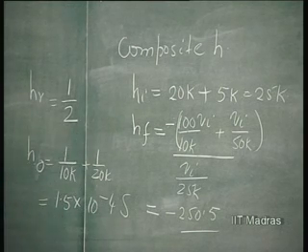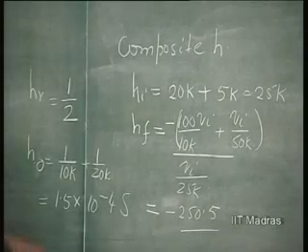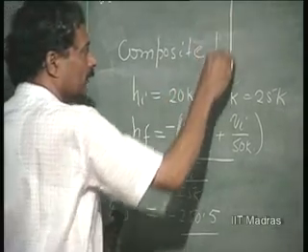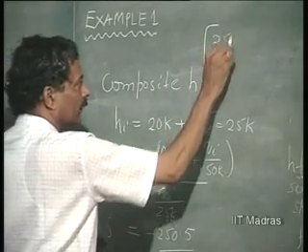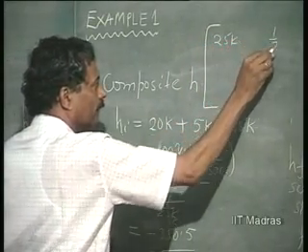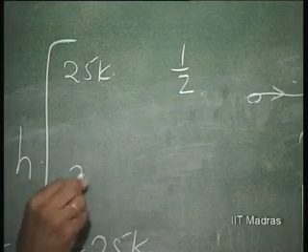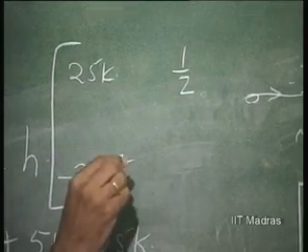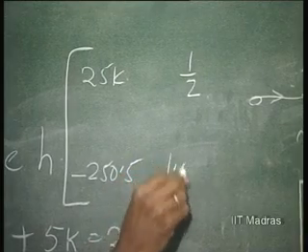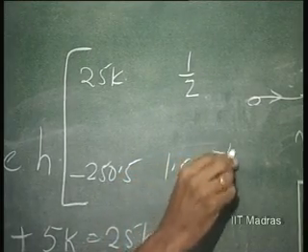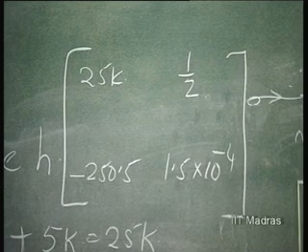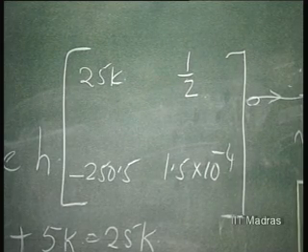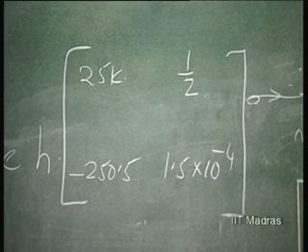So, now we have obtained all the H parameters of this amplifier. So, composite H is going to be now, let us rewrite it. HI is 25K, this is half, this is minus 250.5 and this is 1.5 into 10 to power minus 4. Have we calculated all these things properly? Now, then we can go ahead with further calculations.